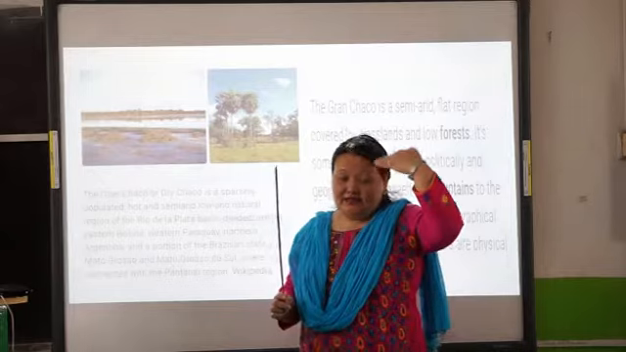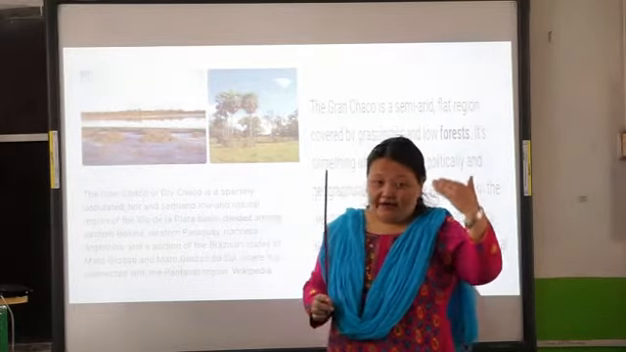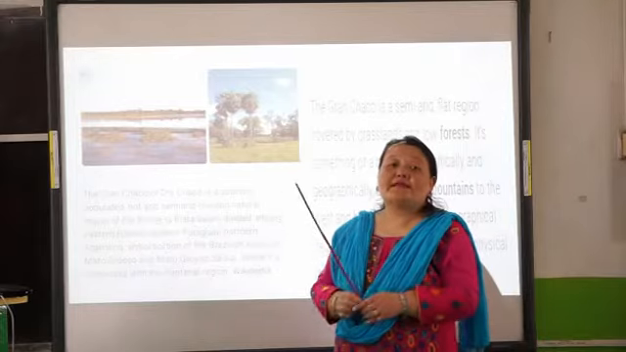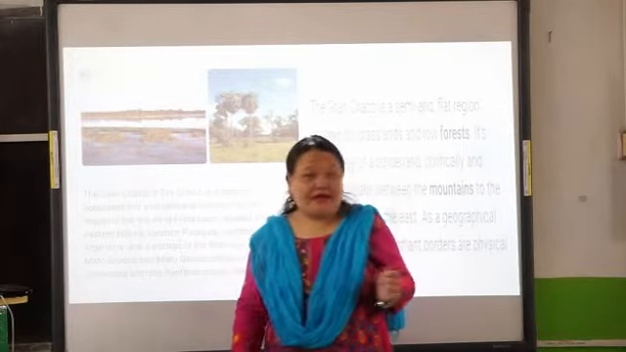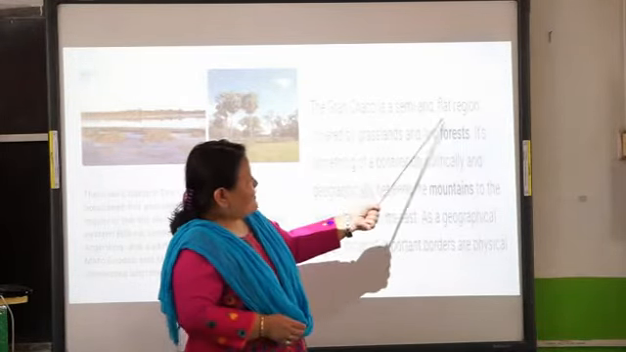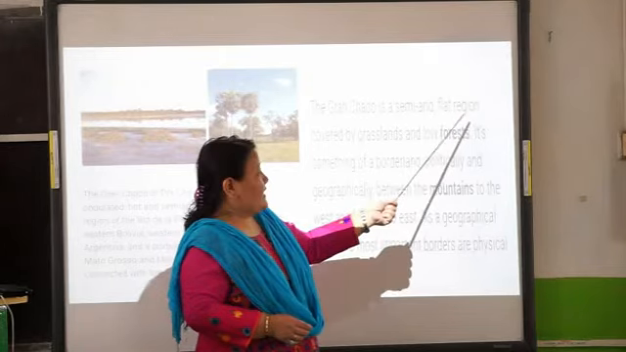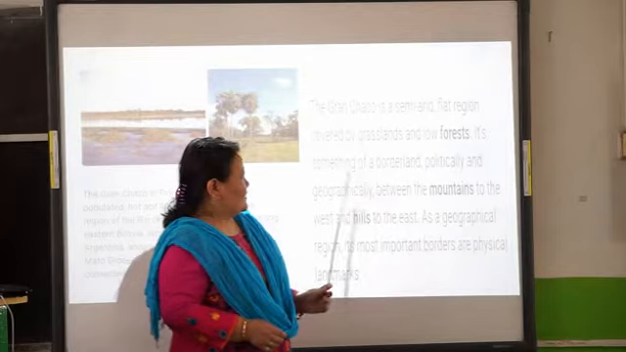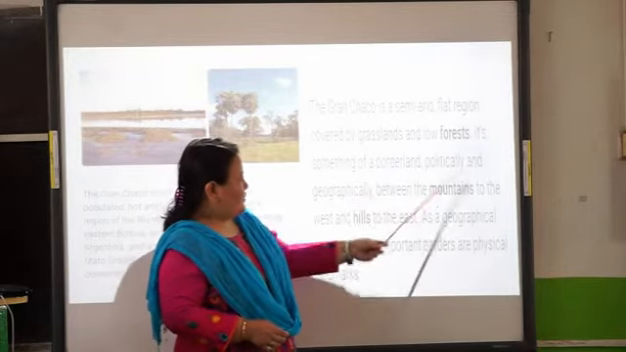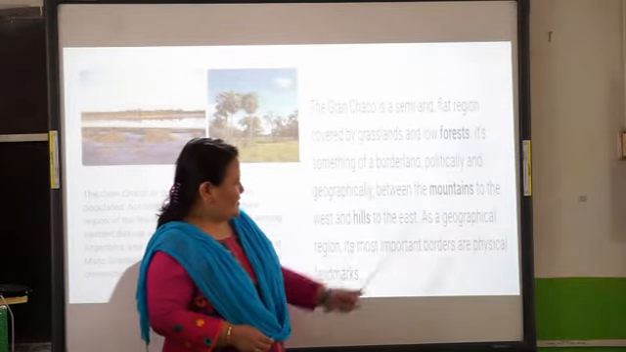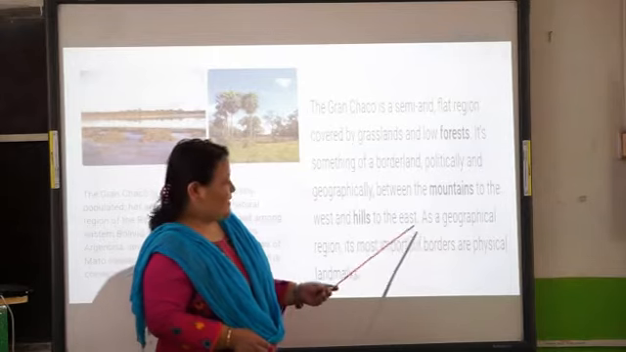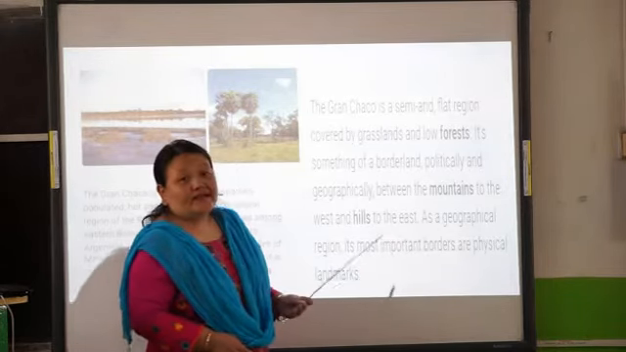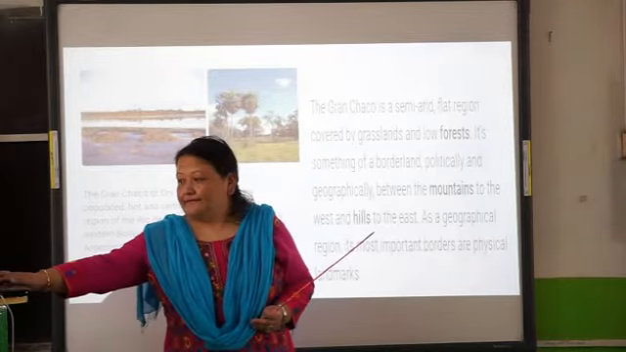That means there is a region just above your River Plate Basin that is a sparsely populated, hot and semi-arid lowland. It is semi-arid, that is, not very fertile. It is a flat region covered by grasslands and low forests. It is something of a borderland, politically and geographically, between the mountains to the west and hills to the east. As a geographical region, its most important borders are its physical landmarks.